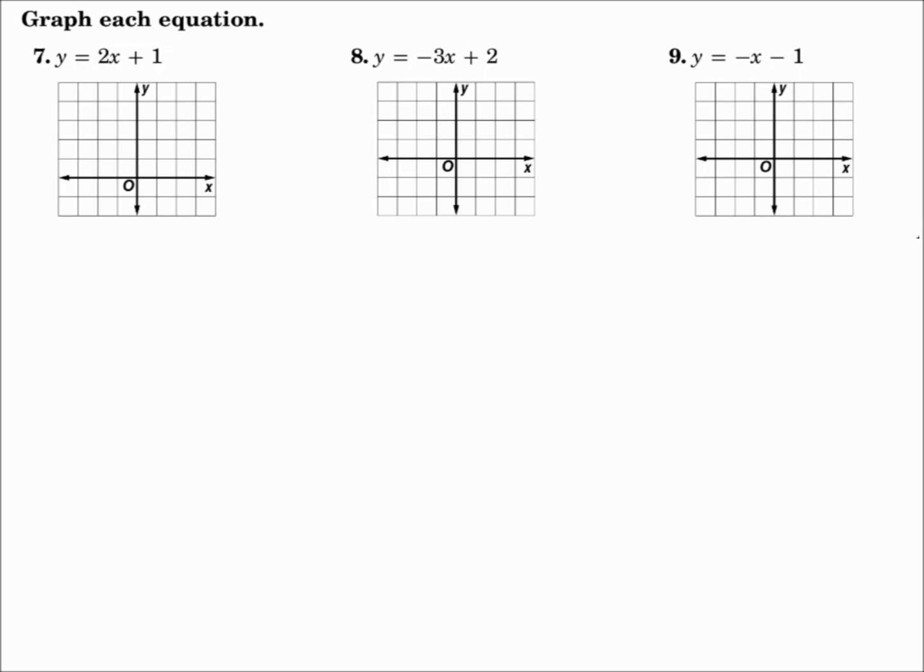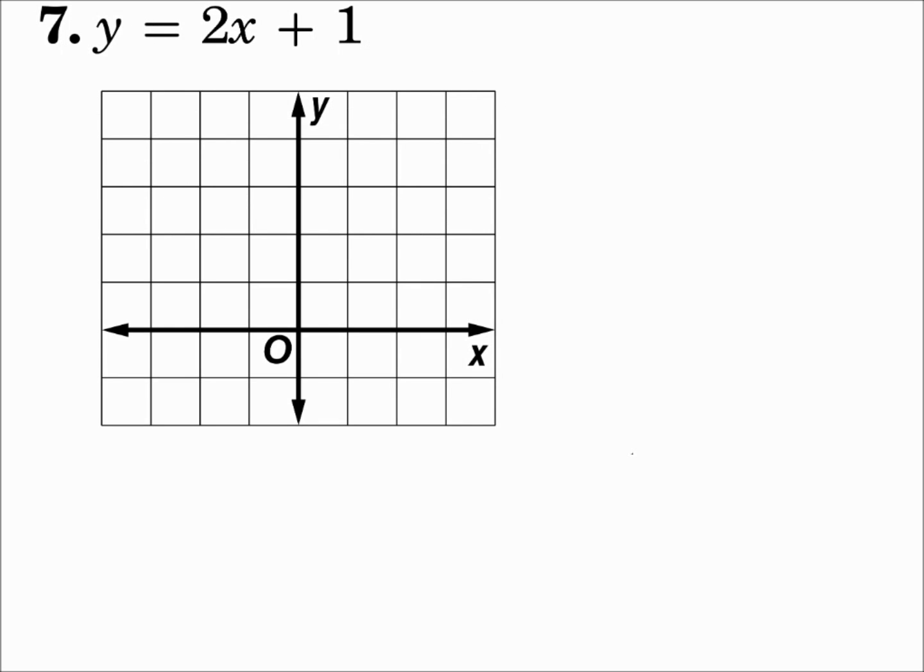Graph each equation. Number 7. Y equals 2x plus 1. To graph this, we need it to be in slope-intercept form. And if you look at the way that's written, it is in the form y equals mx plus b.